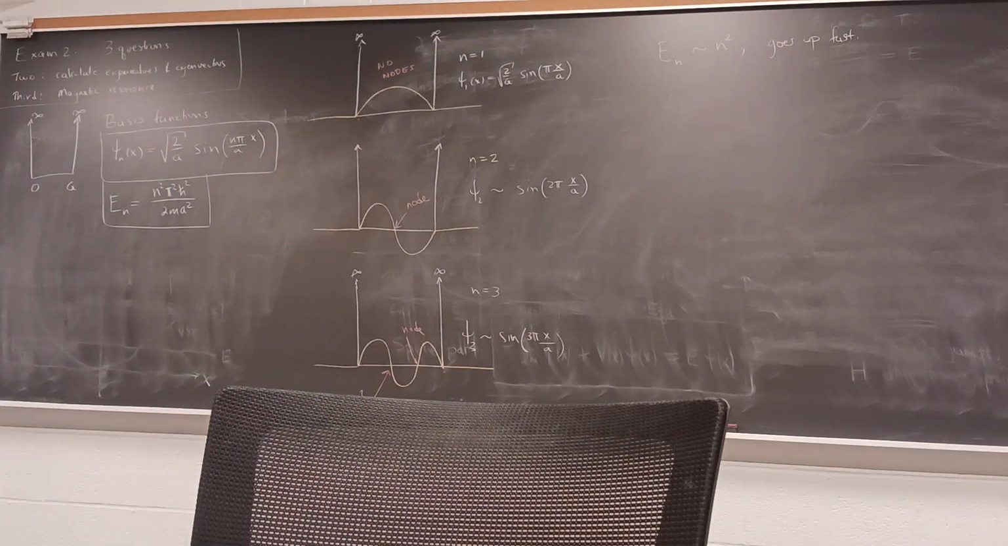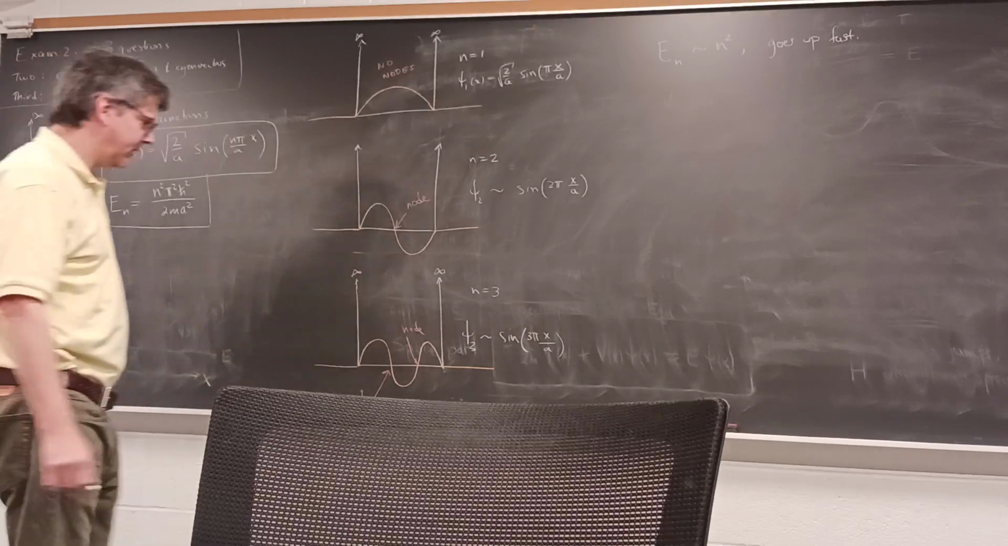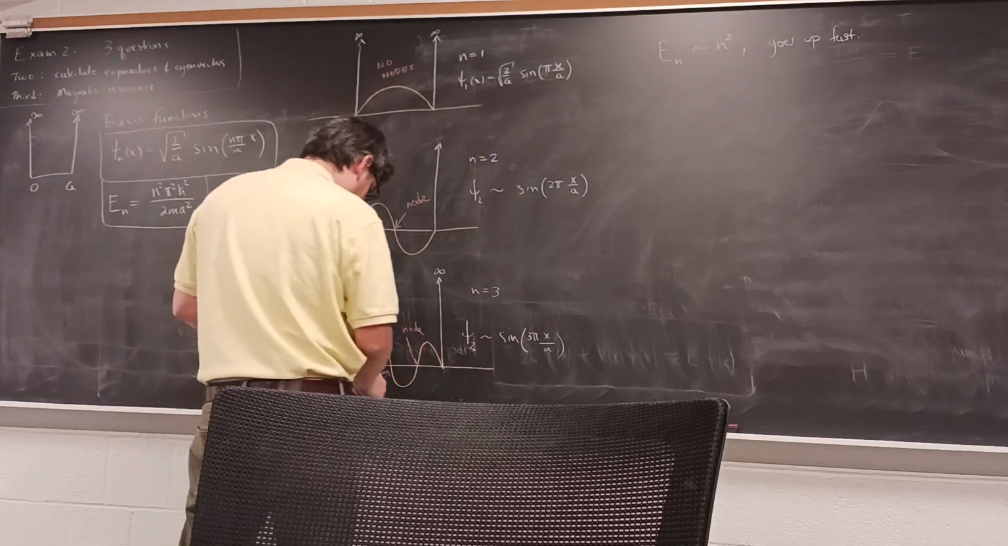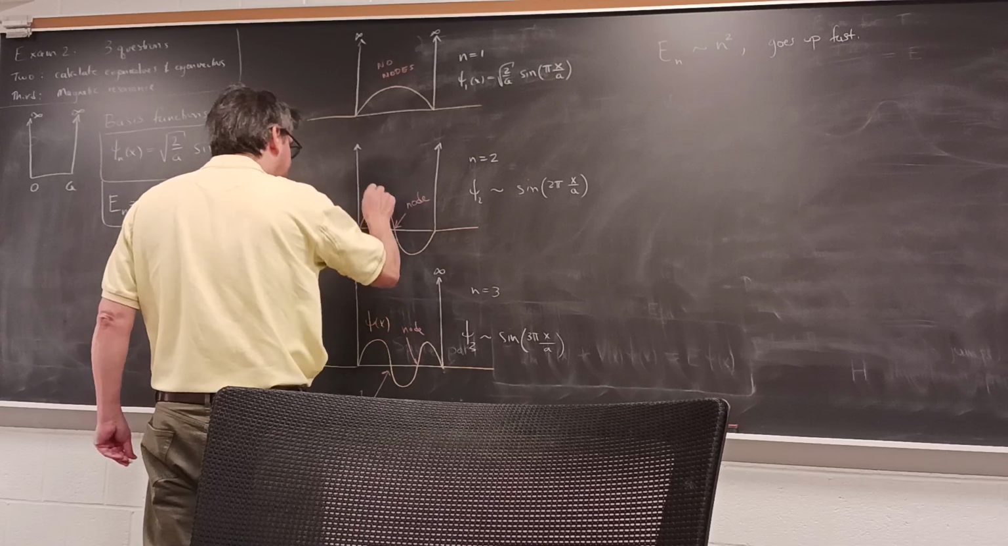En goes as n squared, so this goes up fast. So what is this space under the line, like the negative part of that? It's just the amplitude. Right, when we take the square of it, it'll be positive. Oh, yeah, okay. This is all just psi of x.